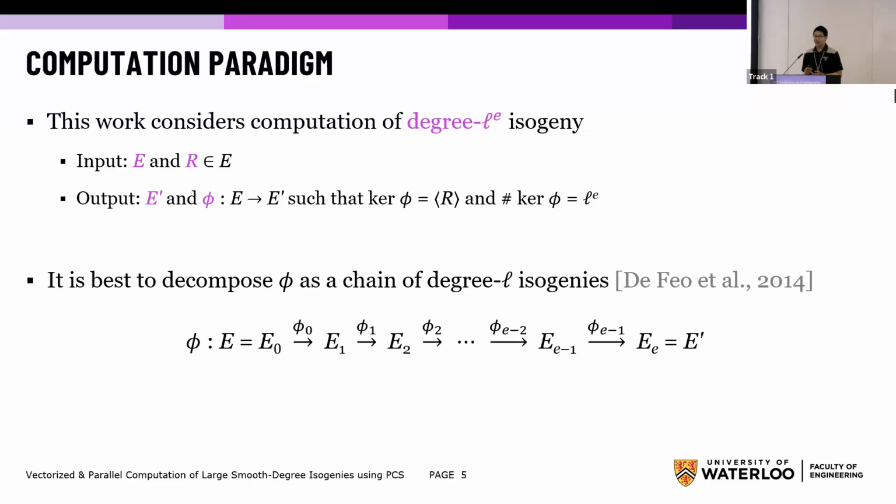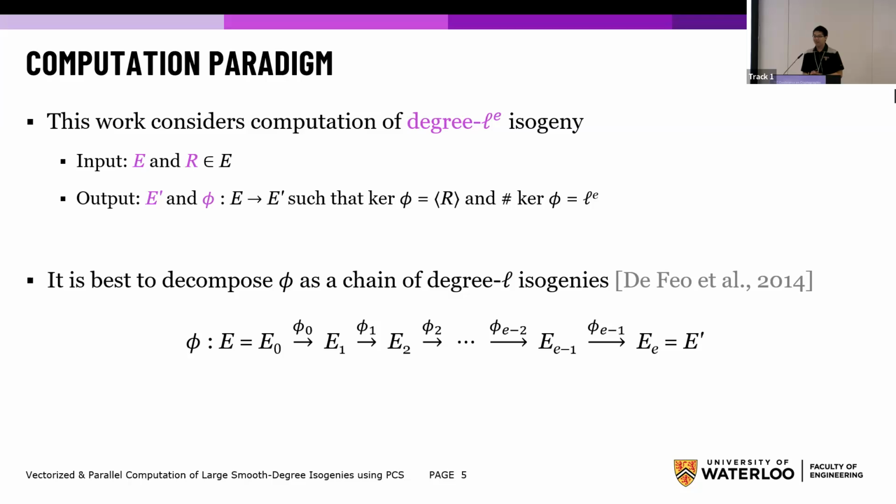For isogenies used in cryptographic protocols, we consider isogenies with large degree. In this work, we consider the computation of a degree l to the e isogeny. This means that the input for the computation will be the curve E and one point R on E. The output we want is the image curve E prime and the isogeny phi from E to E prime, such that the kernel of the isogeny is generated by the point R, and the size of the kernel will be l to the e. The parameters l and e will be public.